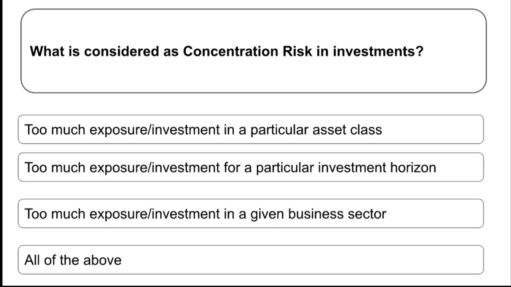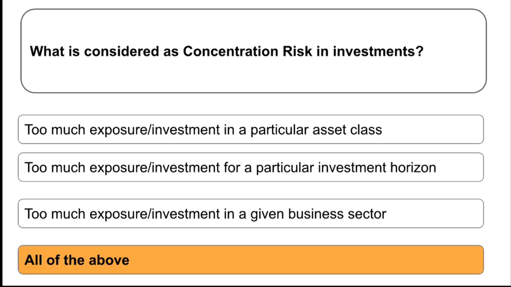What is considered as concentration risk in the investment? Options are A, too much exposure or investment in a particular asset class. Option B, too much exposure or investment for a particular investment horizon. C, too much exposure or investment in a given business sector. D, all of the above. So the correct answer is all of the above.